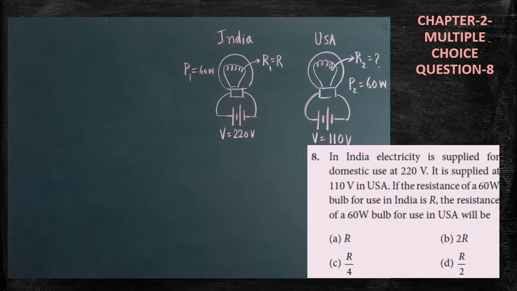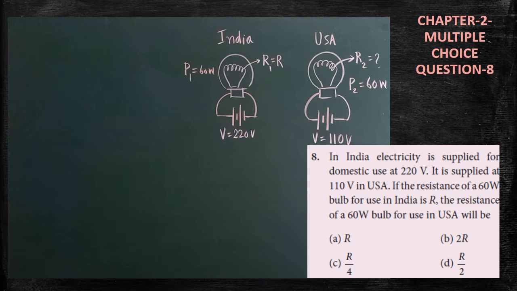Now we are going to solve the 8th problem in chapter 2 multiple choice question. First I will read the problem. In India, electricity is supplied for domestic uses at 220 volt. It is supplied at 110 volt in USA. Note down the voltage supplied by the power distribution in India is 220 volt. But in USA, while transmitting the power, the voltage is supplied at the rate of 110 volt.